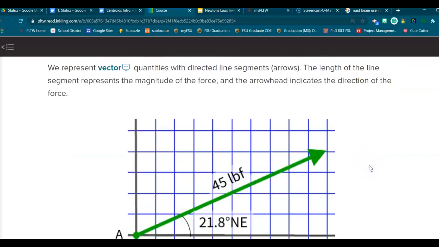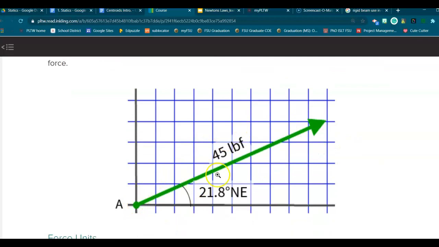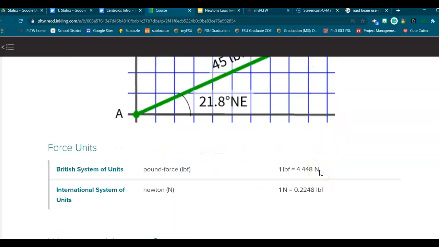And we'll look at the picture. Here's a vector. We have a green arrow, and it has 45 pounds of force, and it's going in a northeast direction. So remember your compass, north, south, east, west. It's going northeast. Or I could say 45 pounds to the right, up and to the right, right? So as long as I have two things, I'm good.